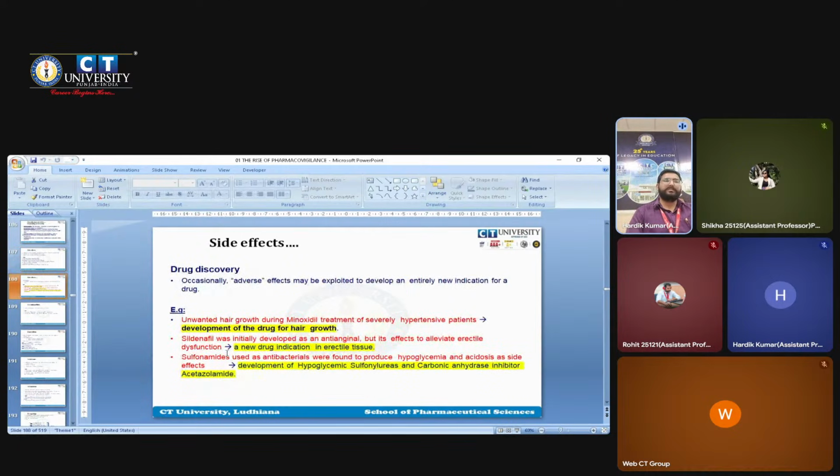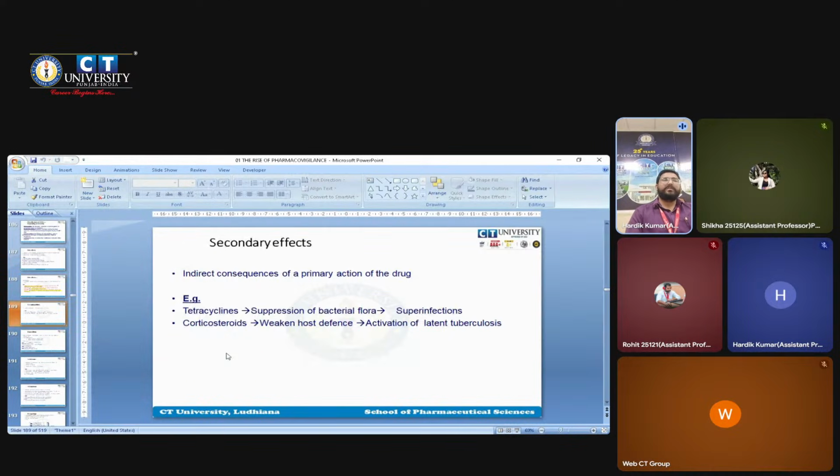If we talk about drug discoveries, occasionally adverse effects may be exploited to develop an entirely new indication for a drug. For example, sildenafil was intentionally developed as an anti-anginal, but its effect led to erectile dysfunction. If we talk about secondary effects, like tetracycline, it suppresses bacterial flora, but it can provide the long-term effect of yellowness of the teeth.